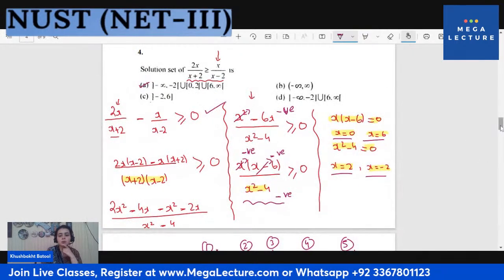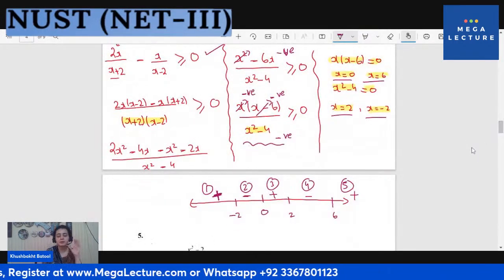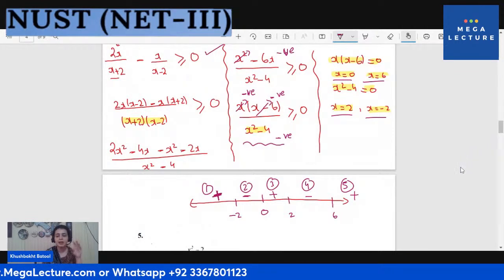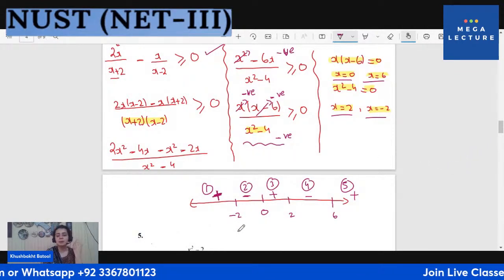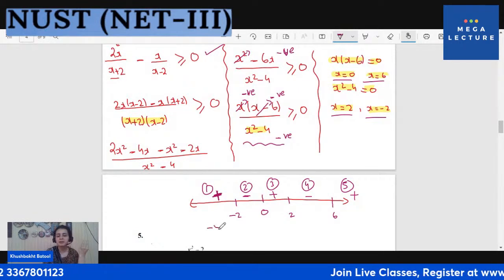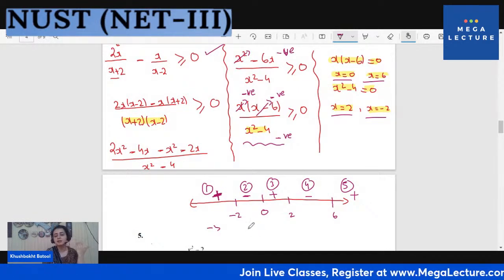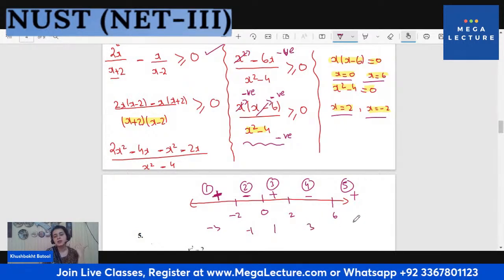So these 4 points would basically give me 5 intervals on a number line. I need to pick up a number less than -2, let's say -3. A number between -2 and 0, let's say -1. Between 0 and 2, 1. Let's say 3 and 7.